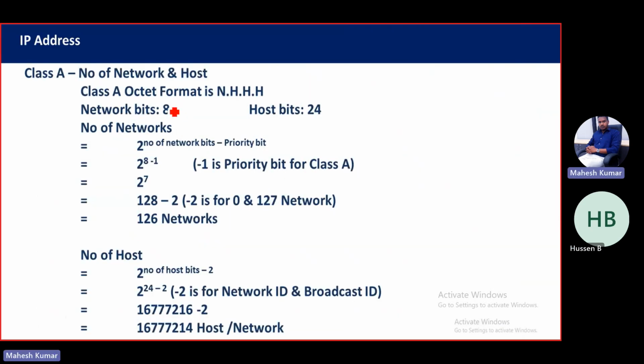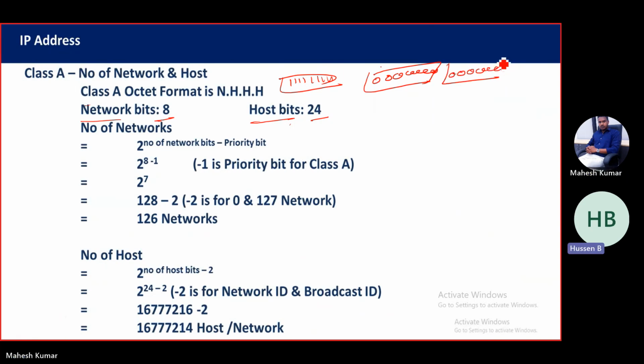Now, how are we going to calculate the number of network bits and host bits? There are 24 host bits and, in a class A, 8 network bits: 1, 2, 3, 4, 5, 6, 7, 8. The first 8 bits represent the network, and all the remaining bits represent the host.